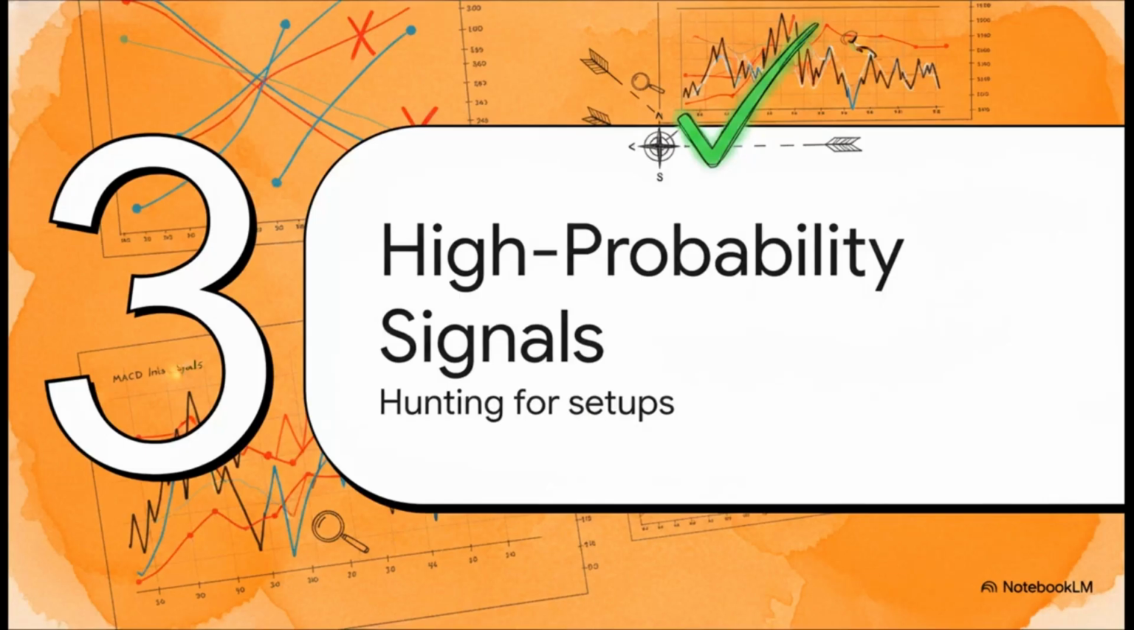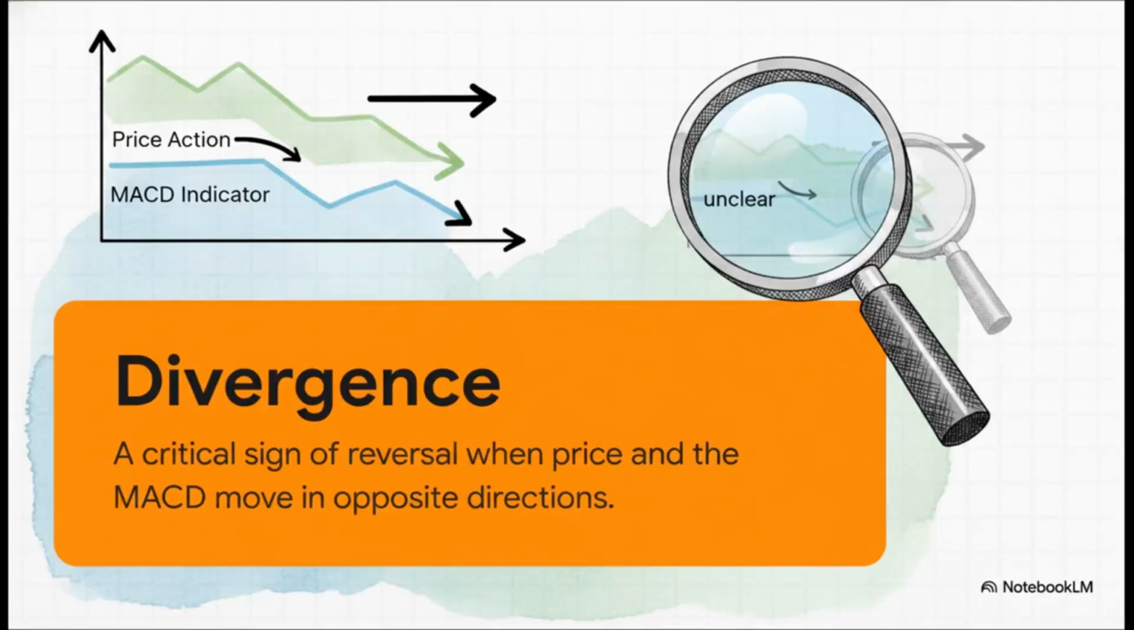Section 3. Spotting high probability signals. Because look, knowing the basics is great, but basic MACD crossovers can definitely generate false signals. We need a mental pre-trade checklist to filter out the noise. And that brings us to a professional trader's absolute secret weapon, divergence. Divergence is a critical sign of a potential reversal. It happens when the actual price action on your chart and the MACD indicator are basically disagreeing with each other, moving in completely opposite directions.